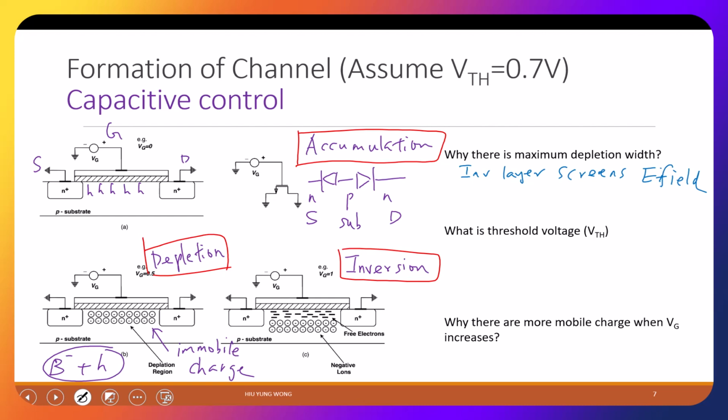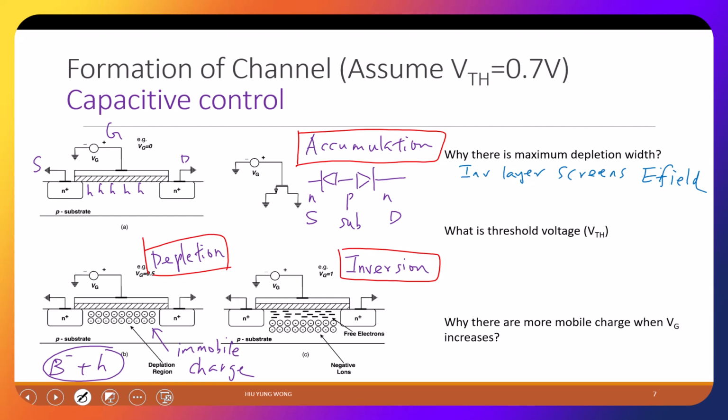And what is threshold voltage, VTH? What did you learn about threshold voltage in the elementary class? What's the meaning of threshold voltage of a transistor? What is VTH? Do you remember? Can you say louder? Yeah, very good. You say it's like the turn-on voltage of the transistor, right?